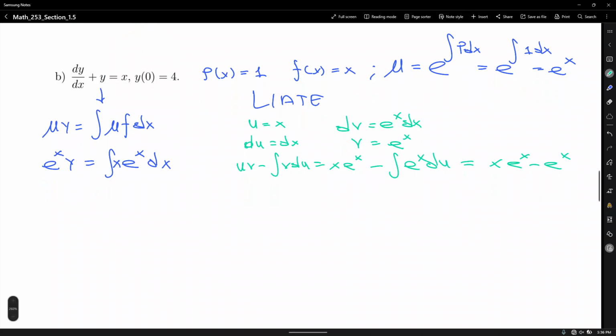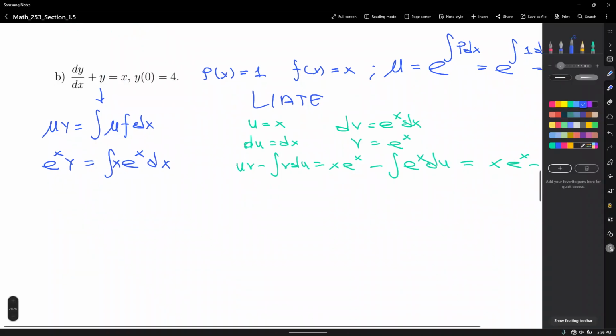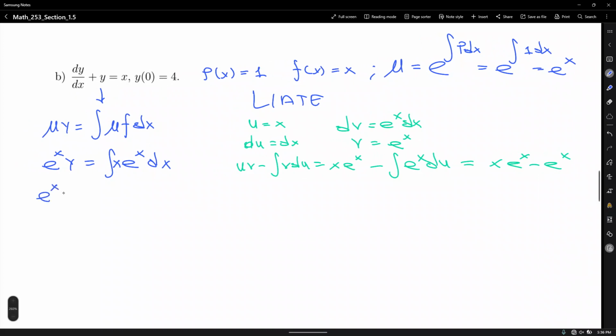Okay, so now let's go back to the differential equation. So this will be e to the x, y equals the integral, or no more integral, right? That's just x e to the x minus e to the x. Oh, here we put the plus c. Here is where we put the plus c. The processing we did is just side work to go with the integration by parts. And now with the differential equation, here we put the c.